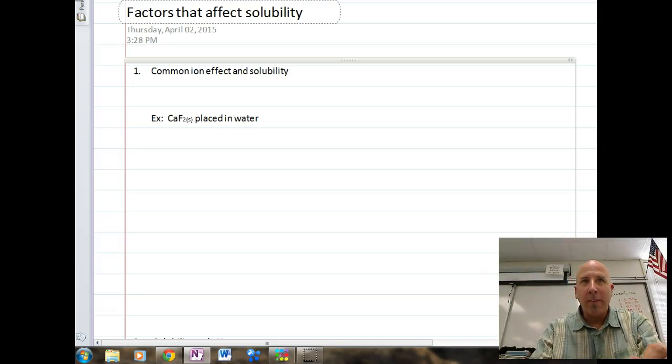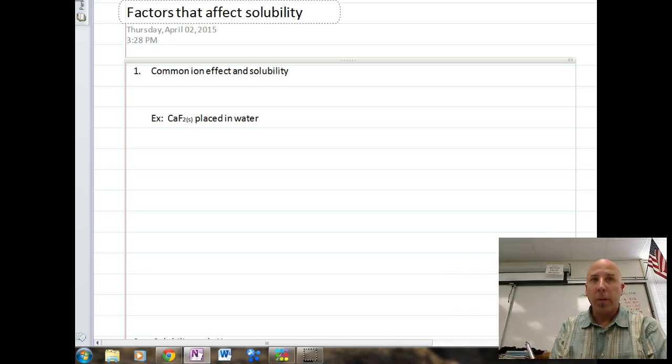Okay, we're going to be talking about factors that affect solubility today. So here's a couple things that we have going on. One is the common ion effect and how the common ion effect can affect solubility. So we're given the example here of calcium fluoride being placed in water.